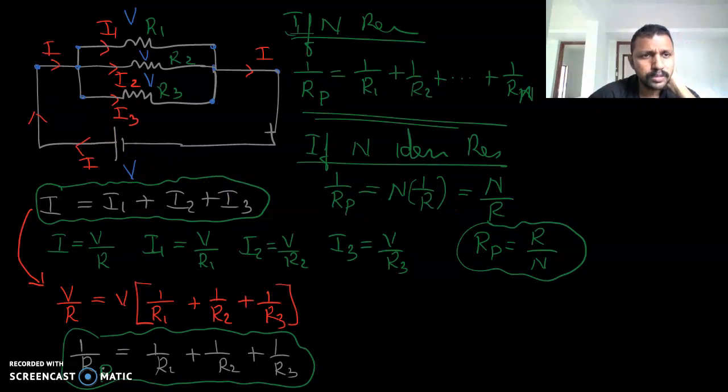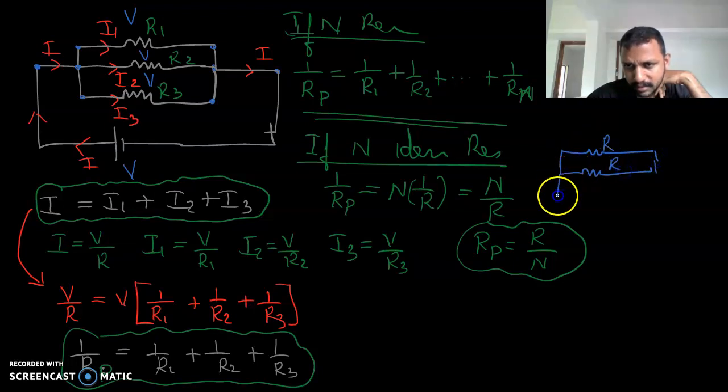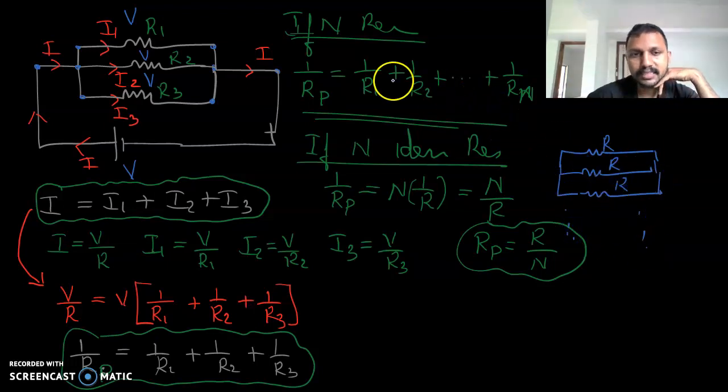Then we could say one more relation, that is, if there are n resistors connected in parallel, let's say this is our R resistor and there is another resistor. Likewise, many resistors are connected in parallel. Let's say the current across each resistor, let me call it I dash.